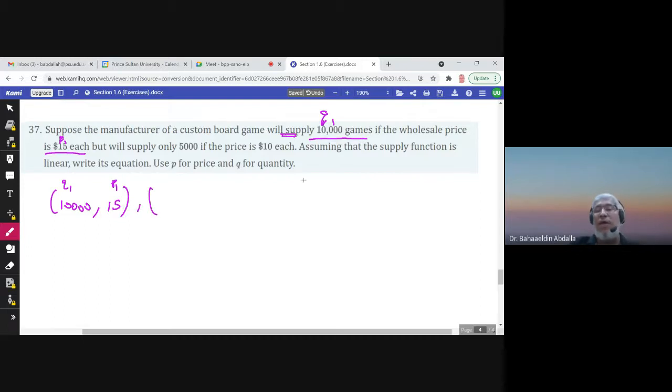Okay, and 50,000 units for the price 10.